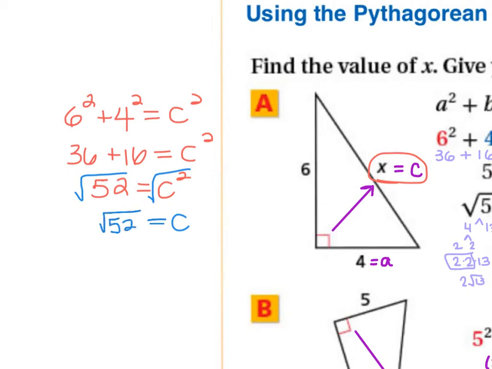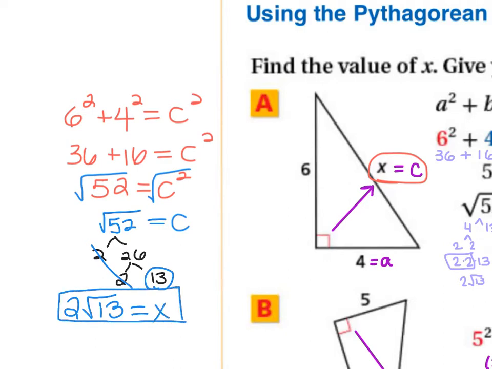And then I want to take 52 and break it down. So this is 2, 26, 2, 13, and then 13's prime. There is 1 pair of 2's here, so the 2 goes to the outside, and the 13 stays underneath the radical. And there's your missing side length.